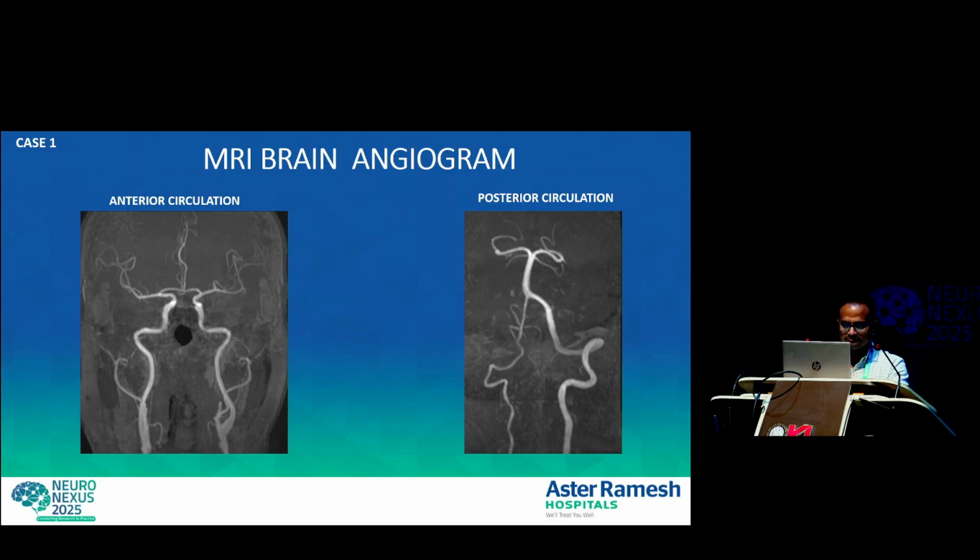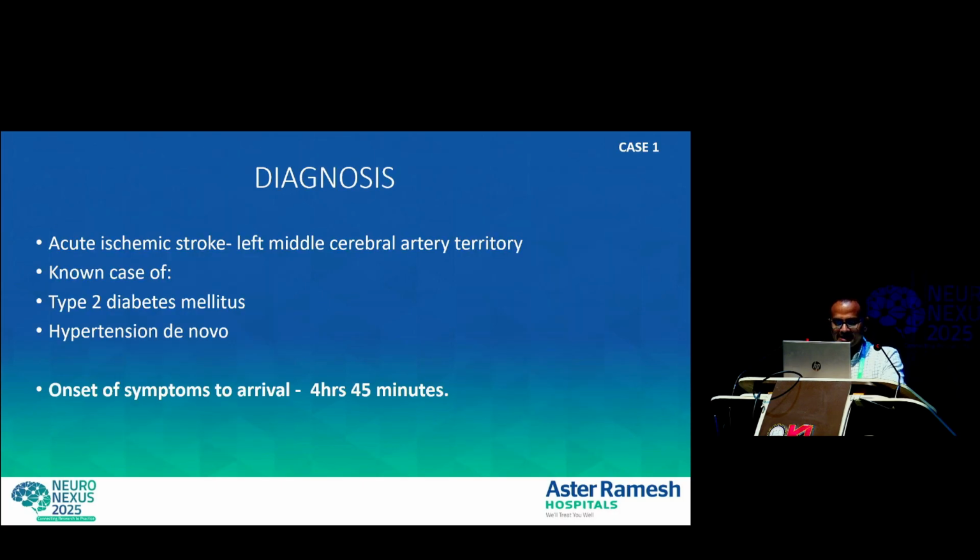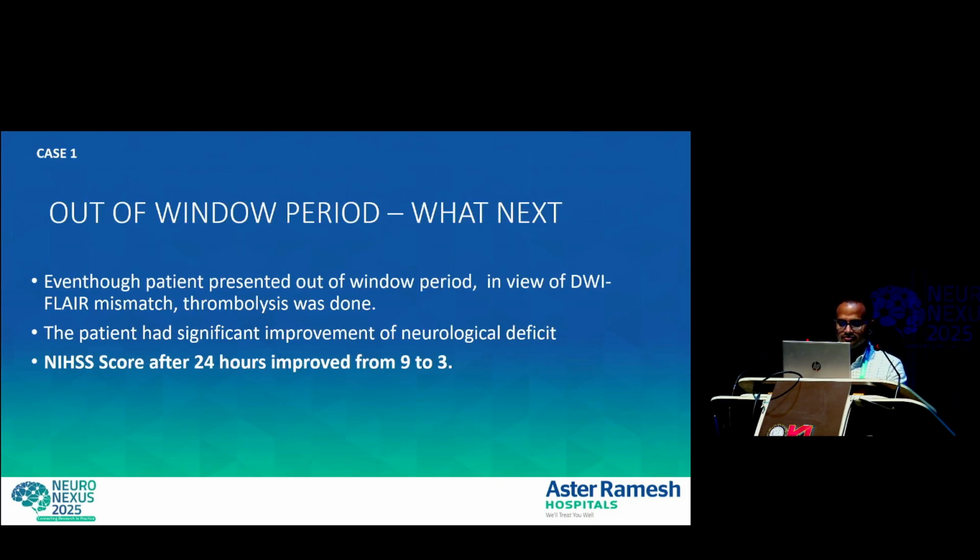MRI brain angiogram, time of flight sequence, showed no evidence of any large vessel obstruction. So the diagnosis was acute ischemic stroke, left MCA territory, out of window period, in a diabetic hypertensive, de novo. The onset of symptoms to arrival is more than 4 hours 45 minutes. So the next step: as there is a clear-cut DWI-FLAIR mismatch, thrombolysis was done. The patient had significant improvement of the neurological deficit. The NIHSS score 24 hours after the procedure improved from 9 to 3.